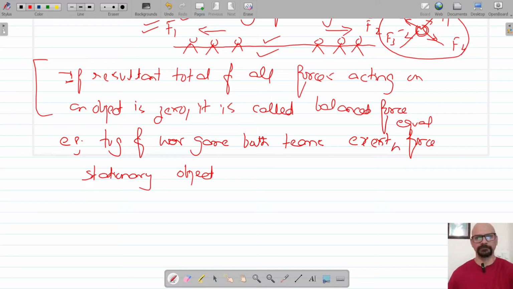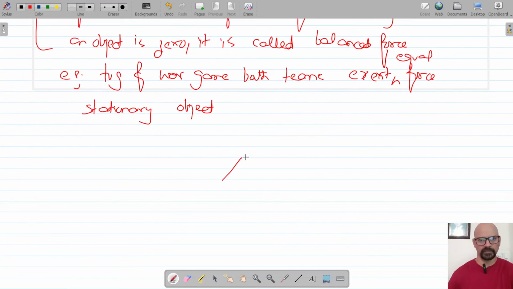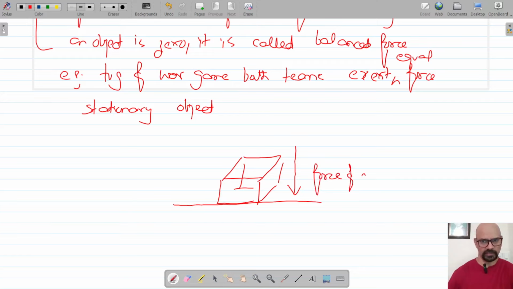Okay, let's say we have this stationary object, a box kept on the ground. So this is the box that is kept on the ground. It is stationary. It does not move by itself, and it is stationary because the force of gravity is exerted from top to bottom. Let's say this is on the table. This is the force of gravity that is acting in the downward direction on the table.